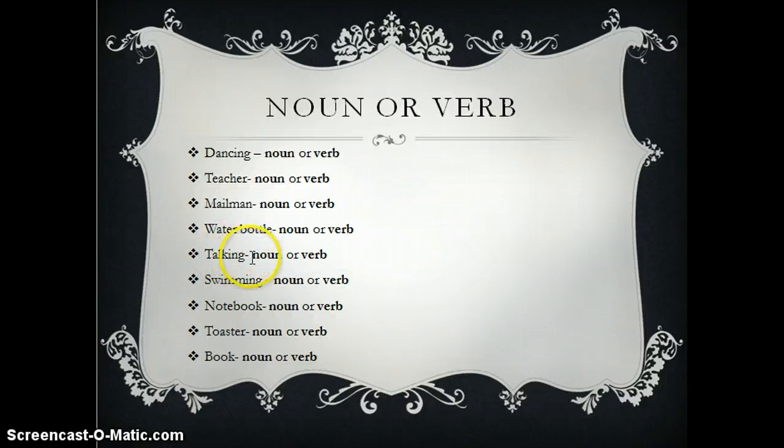Talking. I would call on a student and they would say that it's a verb. Swimming. They would say that it's a verb. Notebook. They would say it's a noun. Toaster. They would say that it's a noun. Book. They would say that it's a noun.